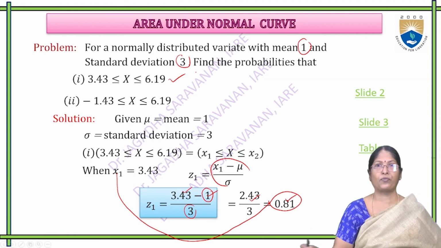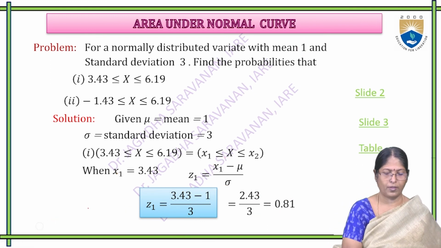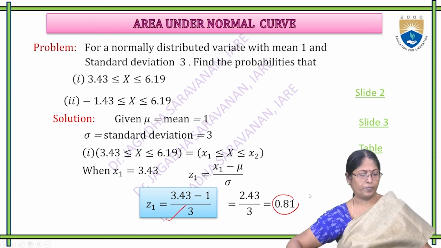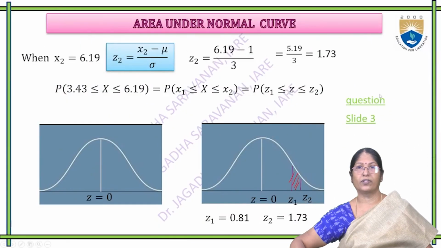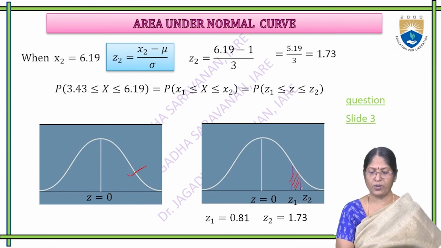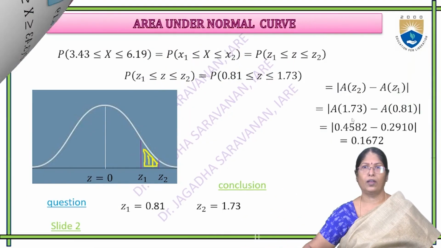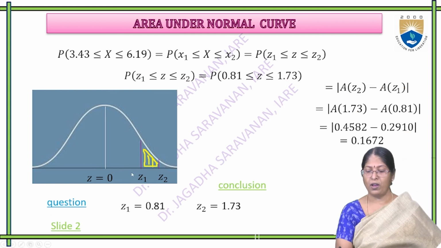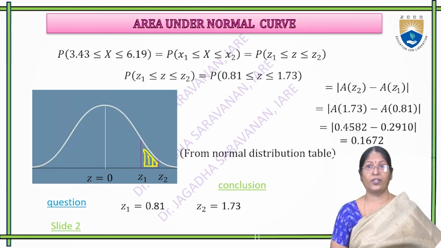The first part of this question we completed. So the change of scale 0.81. This is the rough diagram, bell shaped, and we placed it here, and we moved to the fair diagram. Finally, we obtained the result 0.1672. But one more section is there.